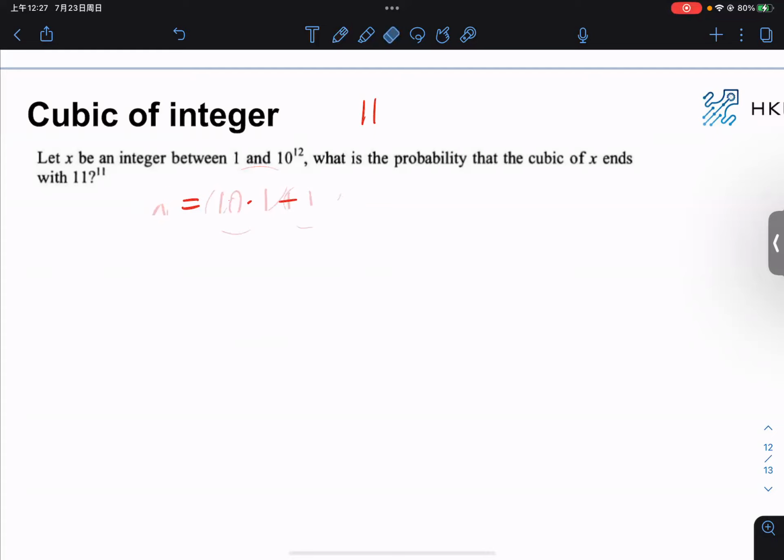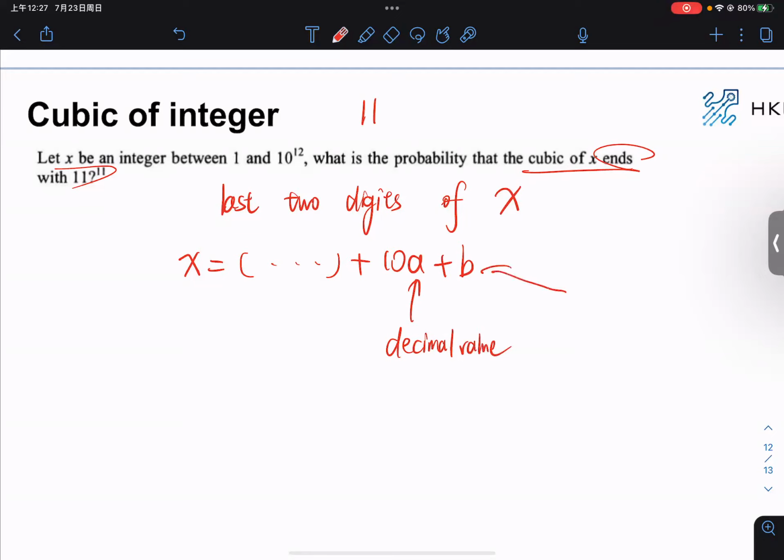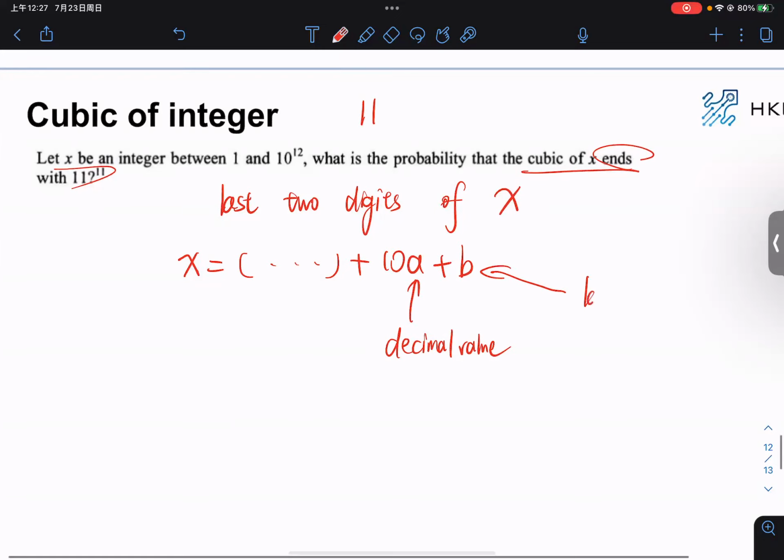In this question, because it is asking whether the cube of x ends with 11, the only thing that matters to us is the last two digits of x. So let's denote it as x equal to something plus 10a plus b. This is the decimal value, and b is the last digit.